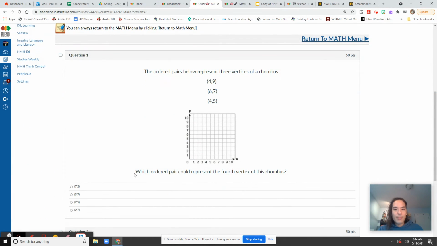Basically on this one, they're going to want you to put the ordered pairs on the graph and then figure out which one follows the same pattern. So if you put 4, 9 on the graph, run 4, jump 9, and then 6, 7, run 6, jump 7, and then 4, 5, run 4, jump 5, it's going to make a pattern. It's going to make a line. And then we need to figure out which one of these coordinates follows the rule.